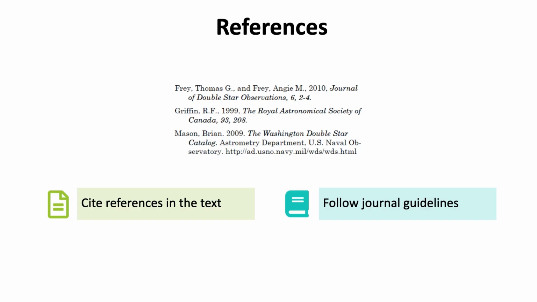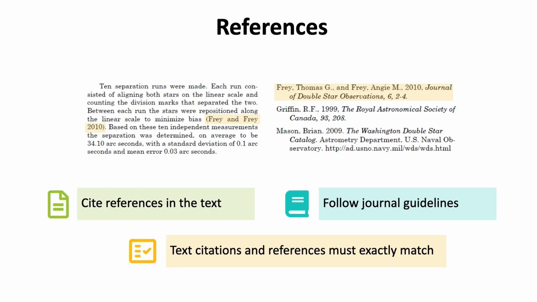References are usually listed alphabetically by the first author's last name. No references should be listed if they are not cited in the paper, and vice versa. There must be an exact one-to-one correspondence between citations in the text and references listed at the end of the paper. Cross-check this to make sure this is the case.